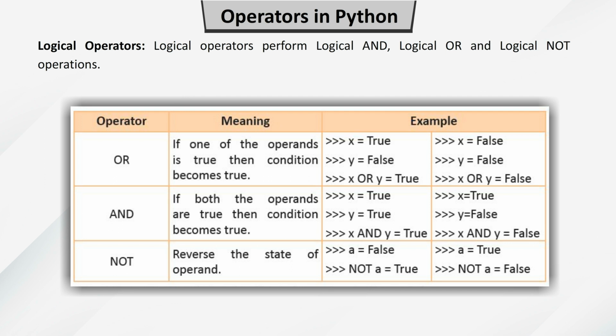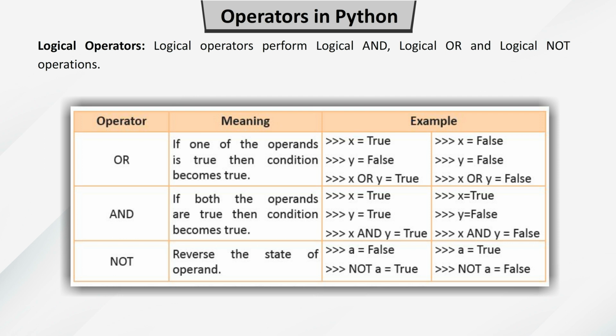And if both the operands are true, then the condition becomes true. X and Y is equal to true. X is equal to true. Y is equal to false. X and Y is equal to false.